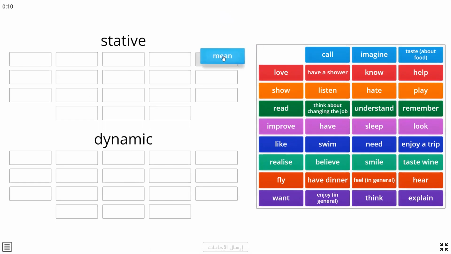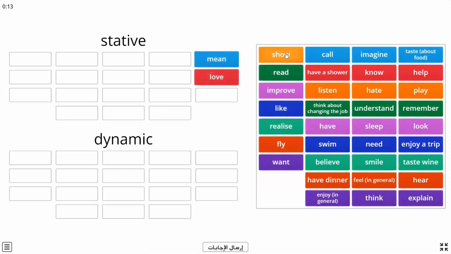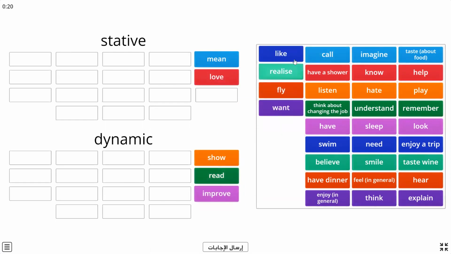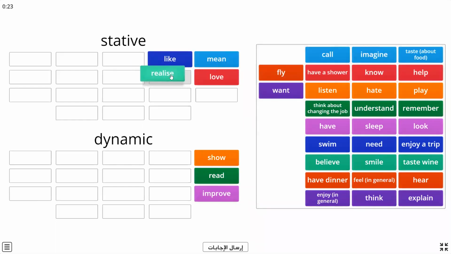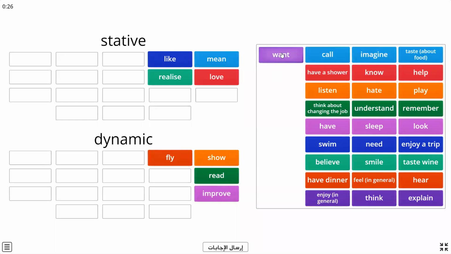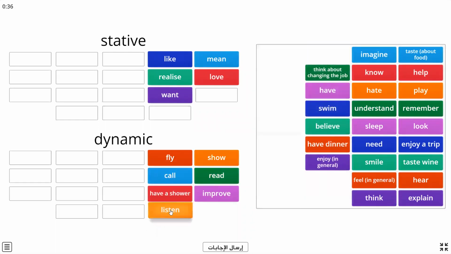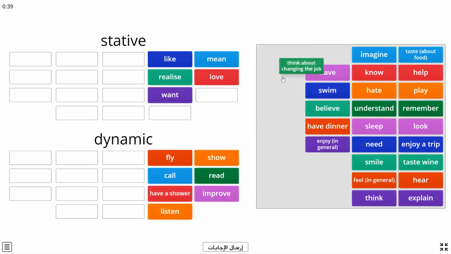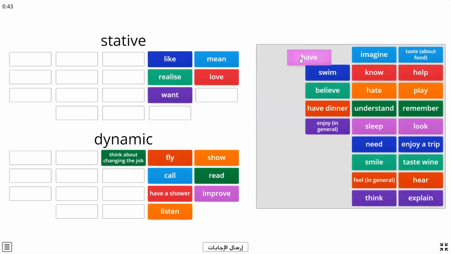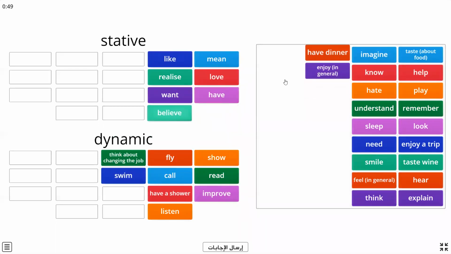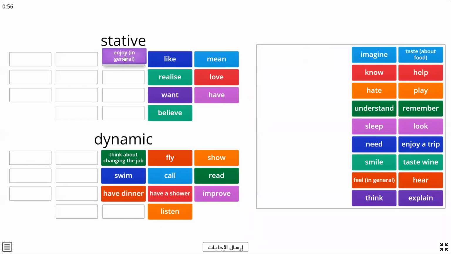Mean is a stative verb. Love, stative verb. Show, dynamic verb. Read, dynamic verb. Improve, dynamic verb. Like, stative verb. Realize, stative verb. Fly, dynamic verb. Want, stative verb. Call, dynamic verb. Have a shower, dynamic verb. Listen, a dynamic verb. Think about changing the job, dynamic verb. Have, a stative verb. Swim, dynamic verb. Believe, a stative verb. Have dinner, dynamic verb. Enjoy in general, a stative verb.